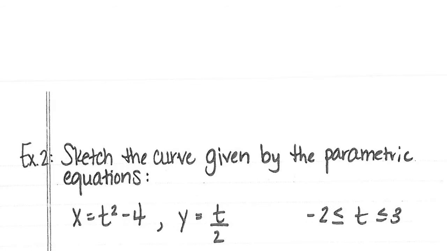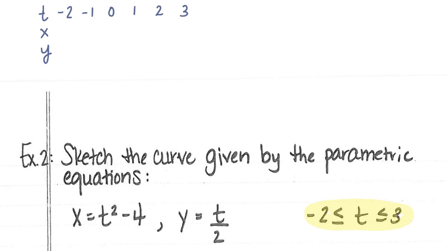So now we have a different example. We have x is t squared minus 4, y is t over 2, and I have to keep t in between negative 2 and positive 3. So once again, I'm going to make a chart. I have my t, my x, and my y, and my t's are negative 2, negative 1, 0, 1, 2, 3.